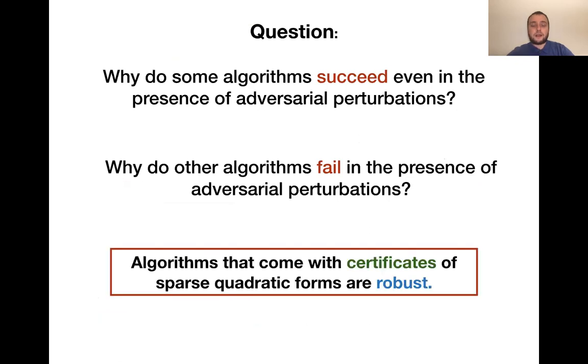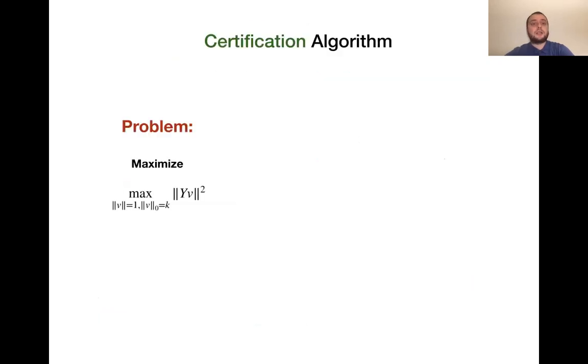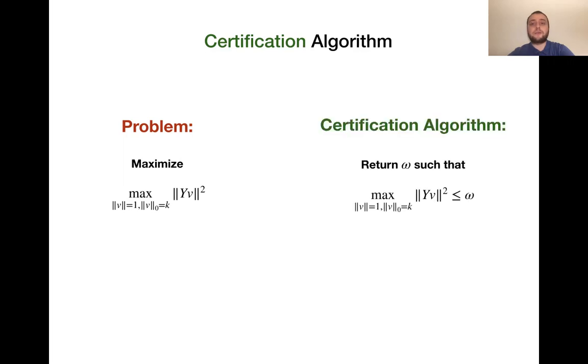And so our observation is that algorithms that come with certificates of sparse quadratic forms are robust. So what do we mean by this? Again, here is the optimization problem of maximizing the sparse quadratic form. Even if it is unlikely that we can solve it efficiently, what we can try to do efficiently is to find some upper bound on this value.